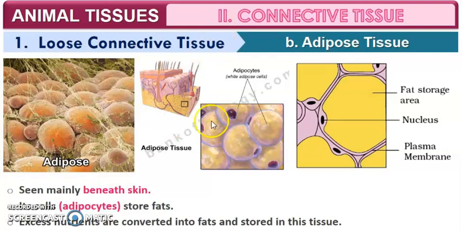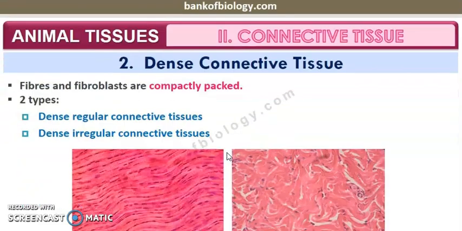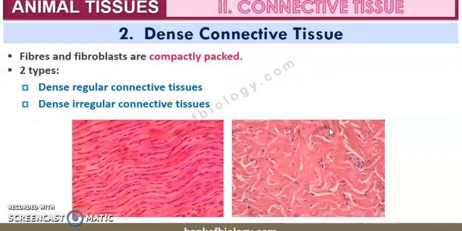Now let us move on to the next connective tissue, which is the dense connective tissue. So in loose connective tissue we saw the cells and fibers were loosely arranged in the semi-fluid ground substance, right? Now let us see the dense connective tissue. As the name says, the fibers and the fibroblasts are very compactly arranged, right? Compactly arranged means tightly arranged, right?